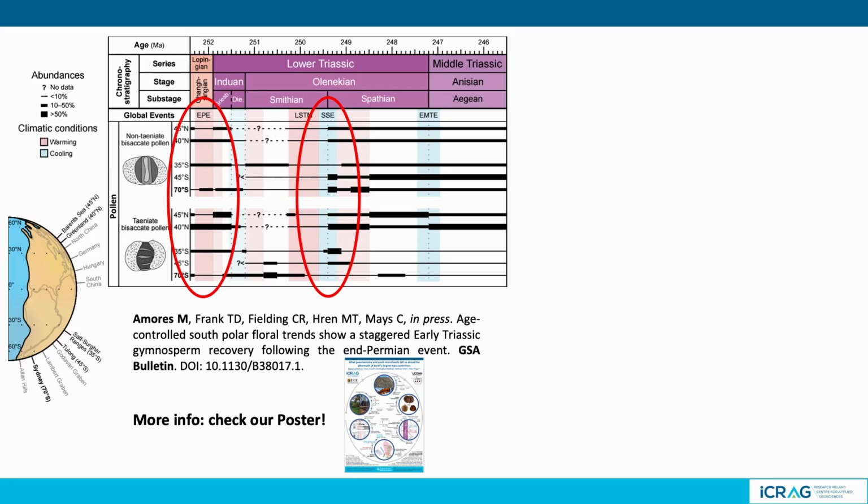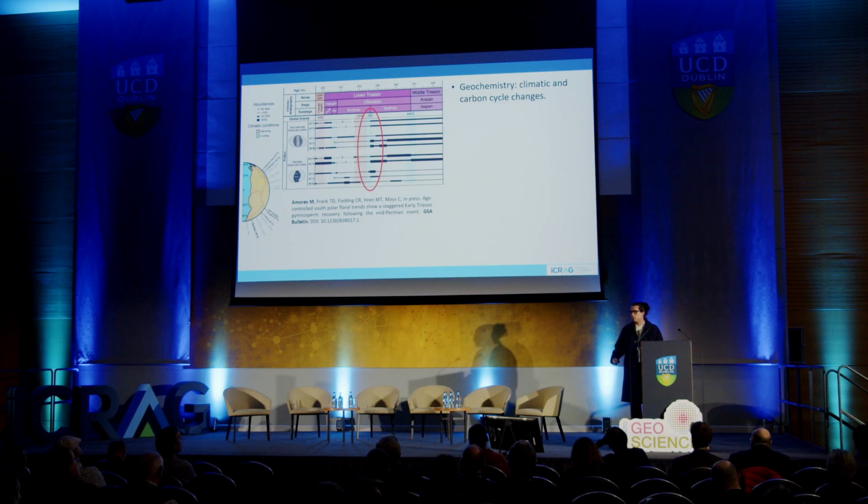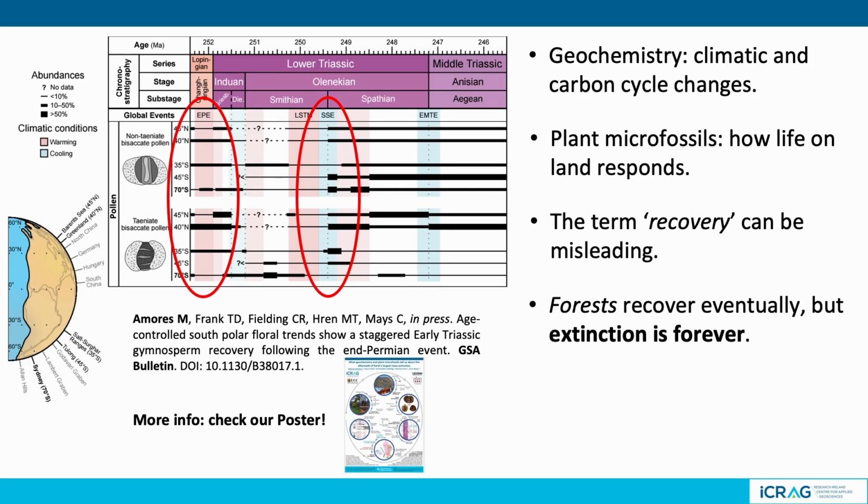Geochemistry here was helpful in determining to a very high resolution the dating, which would not be possible if not for that. And if I had some takeaway points to give here today, would be that geochemistry helped us get climatic and carbon cycle changes across time. The plants' microfossils themselves tell us how life on land responded to these climatic changes. That the term recovery can be misleading because forests can recover eventually, but extinction is forever. What we see here are very different from what came before.